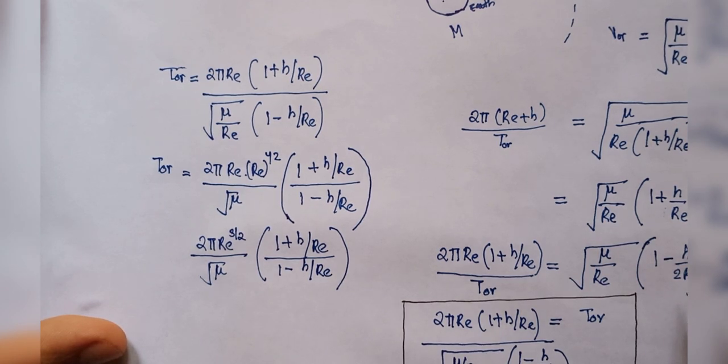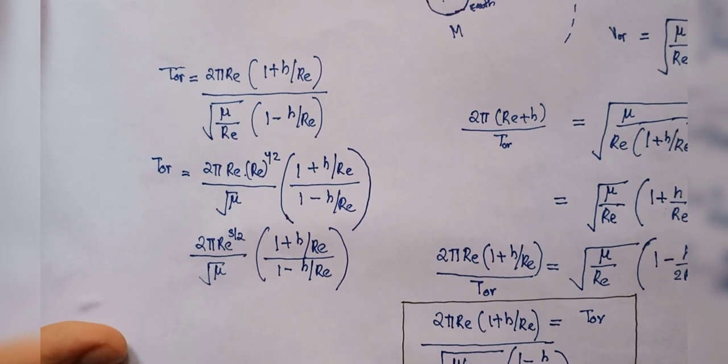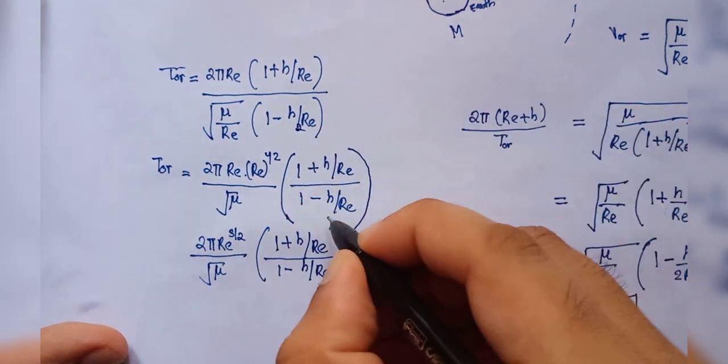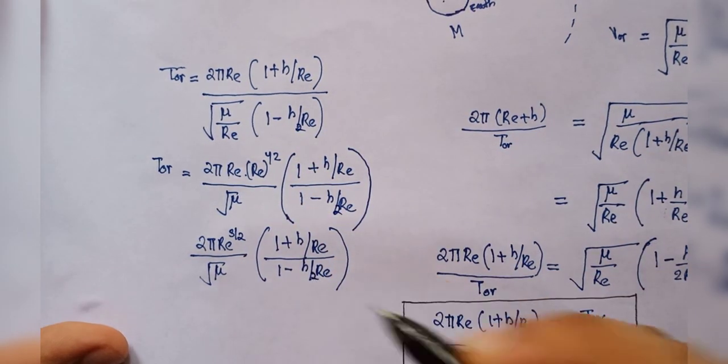Different equations will yield different mistakes, so make sure that you don't make mistakes over here. In the denominator you have a 2 here, so I put 2. It should be 2 RE.